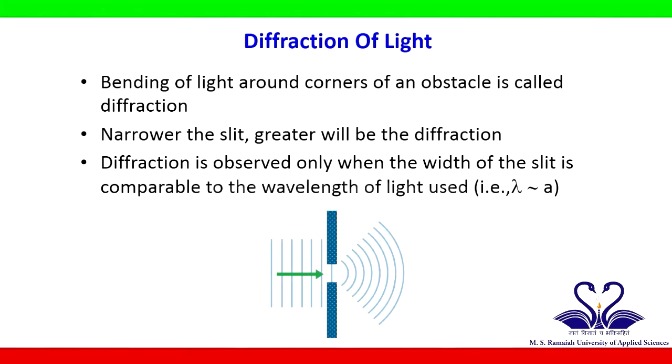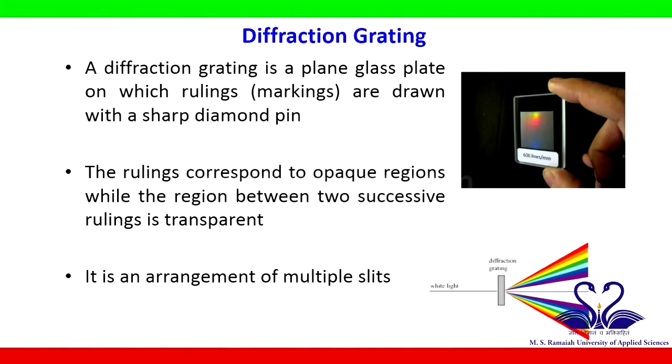Diffraction is the bending of light around the corners of a sharp obstacle. It is observed only when the width of the slit is comparable to the wavelength of the light used. A diffraction grating is a plain glass plate on which rulings are drawn with a sharp diamond pin. The rulings correspond to opaque regions while the region between two successive rulings is transparent. It is an arrangement of multiple slits.